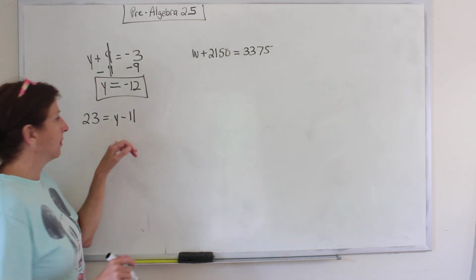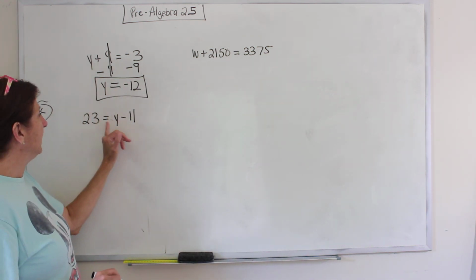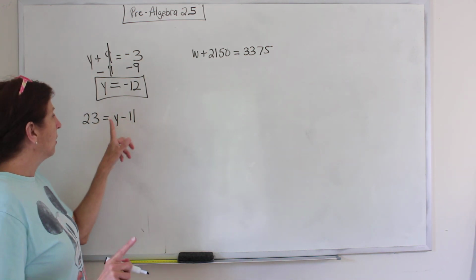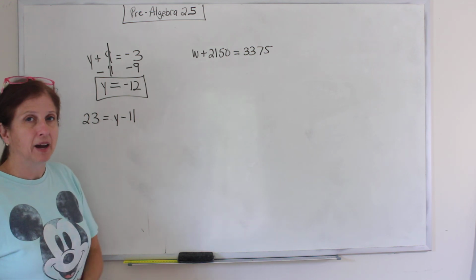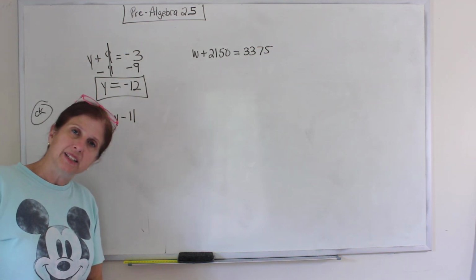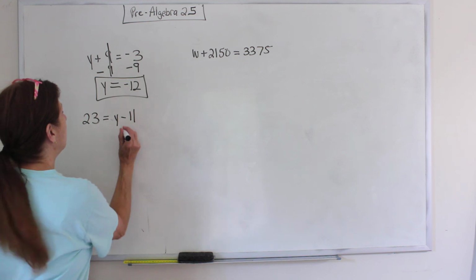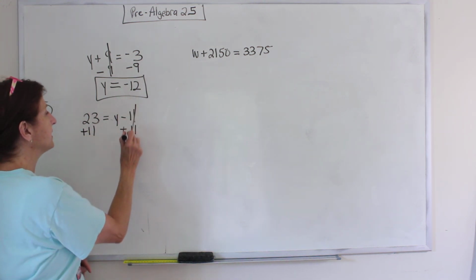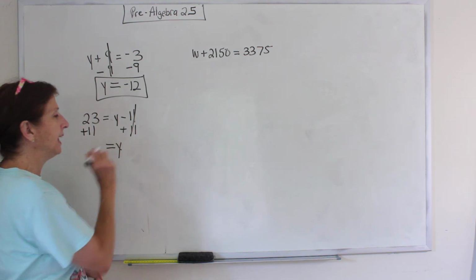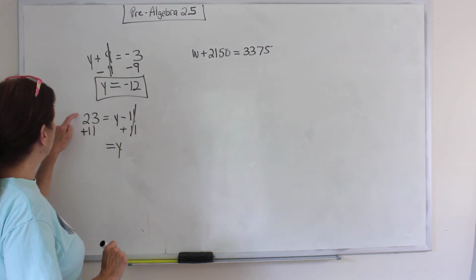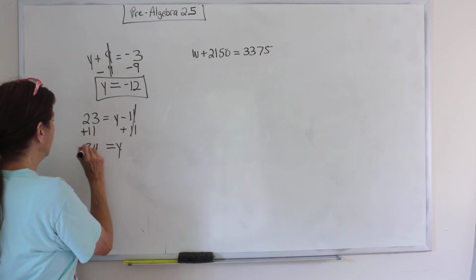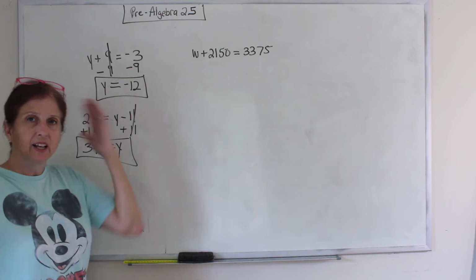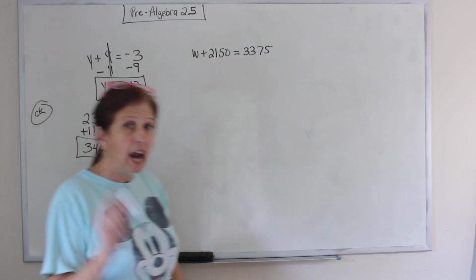All right, so let's do another one. 23 equals y minus 11. Why is y not alone? On its side of the equals, it has a minus 11. What's the opposite of minus 11? Plus 11. What we do to one side, we do to the other. These cancel out. We bring down what we didn't mess with. 23 plus 11 is 34. 3 plus 1 is 4, 2 plus 1 is 3. Ta-da!